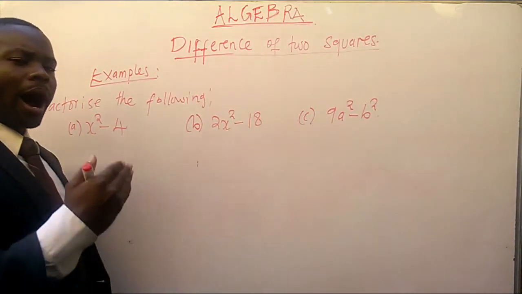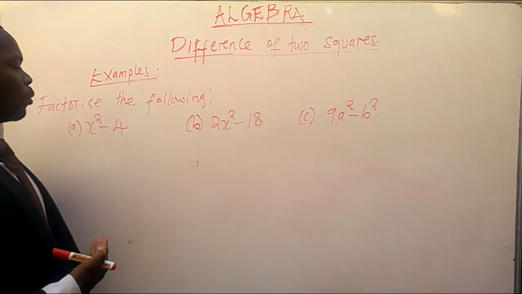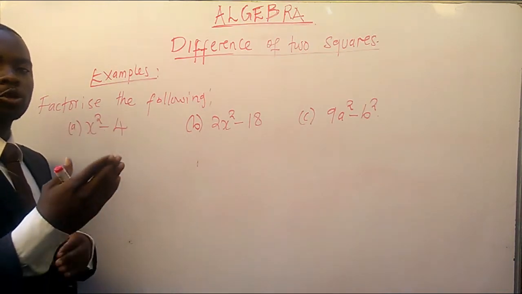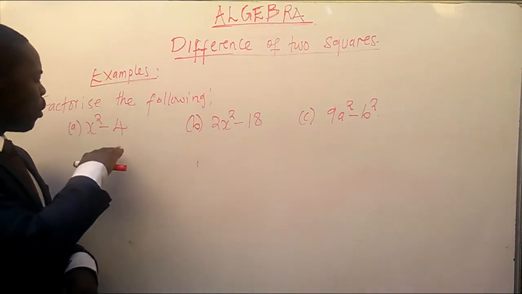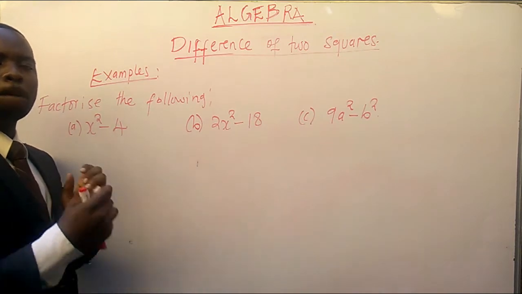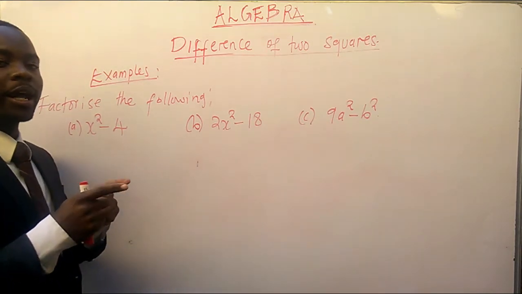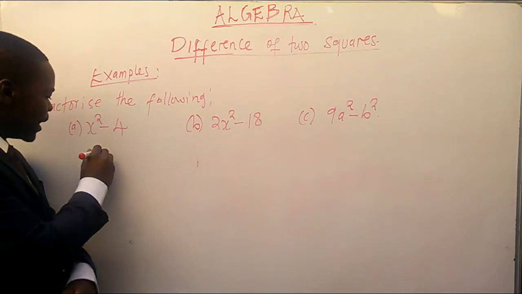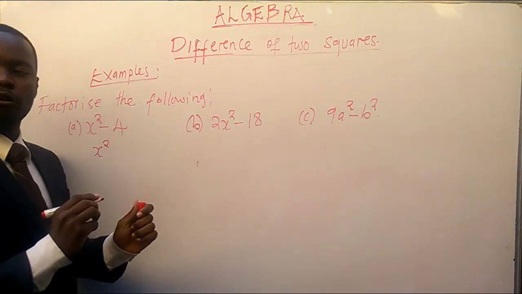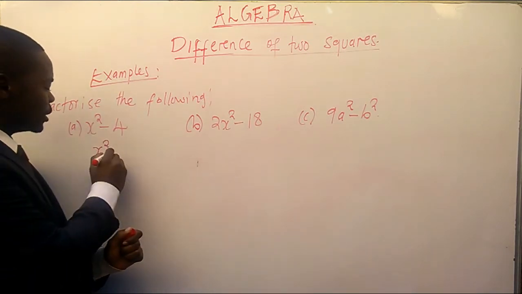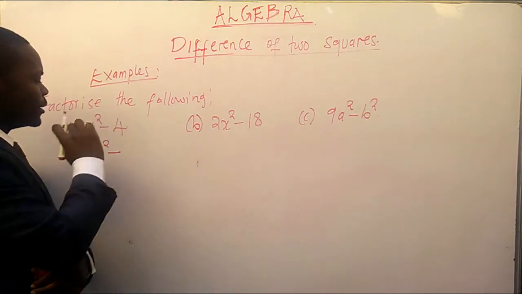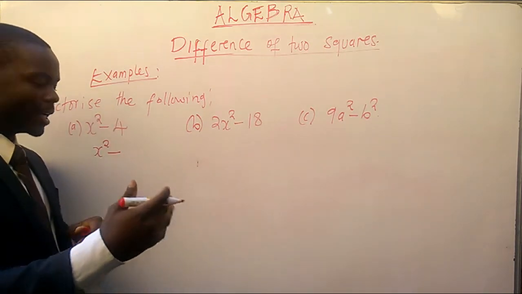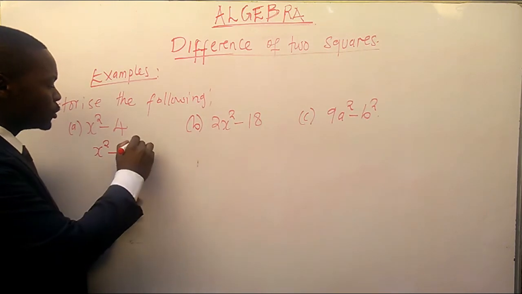Very simple. As discussed previously, a difference of two squares is in the form of a squared minus b squared. This simply means that the question you want to solve must be in that form, a squared minus b squared. So the first term, x squared, is already in the form of a squared. Then we have minus b squared here. We have a 4. To convert it into the form of b squared, we have 2 raised to 2.